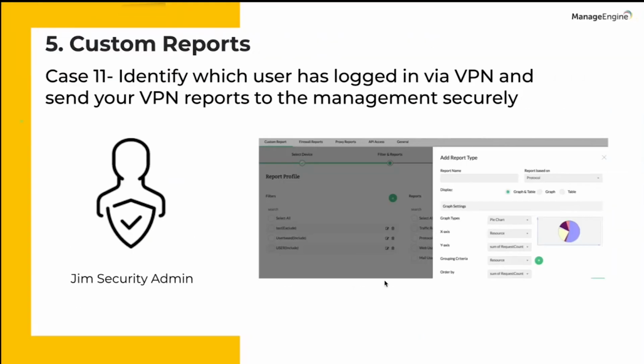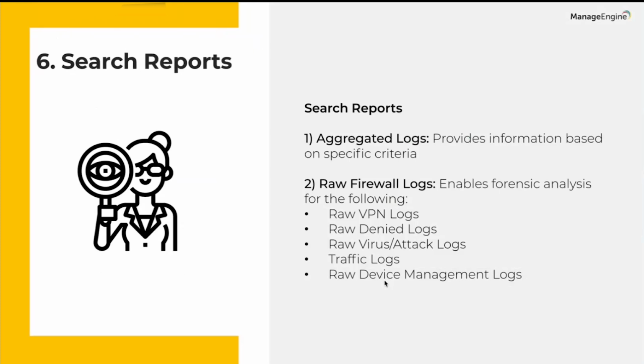And next, moving on, we have the search report. Using this report, you can perform a basic forensic analysis for a certain period of time using the log. There are two types of searches. One is the aggregated log search, where it provides information based on specific criteria over a period of time as aggregated logs. And we also have the raw search, where it provides forensic log analysis from multiple activities. And here we have the raw VPN logs, raw denied logs, raw virus attack logs, traffic logs, raw device management logs as well.